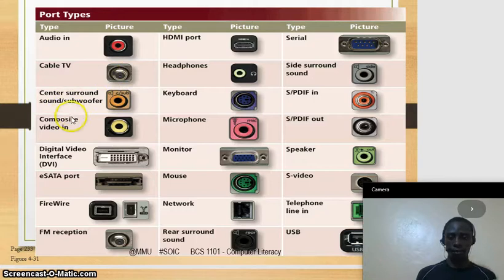We have the center surround sound. Okay, center surround sound is another port on the systems unit. We have the composite video in. We have the digital video interface. It is for digital videos. I mean, it is this kind of video port that is digital. Okay, DVI.